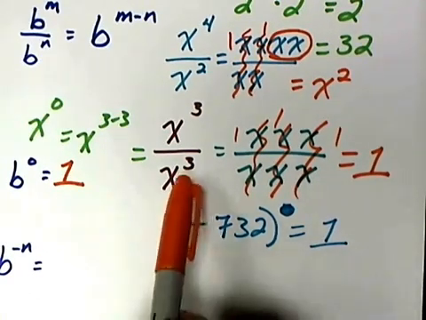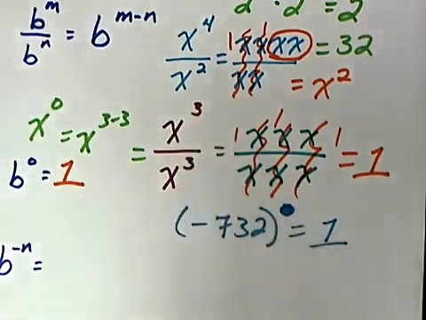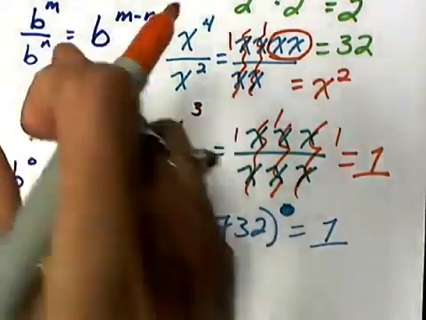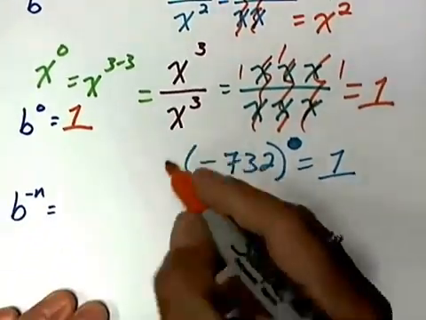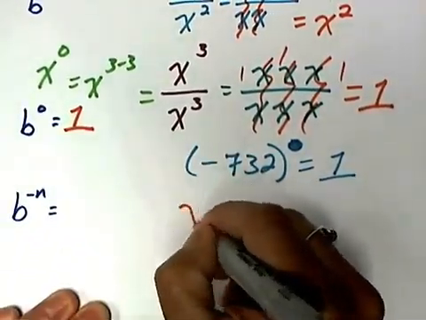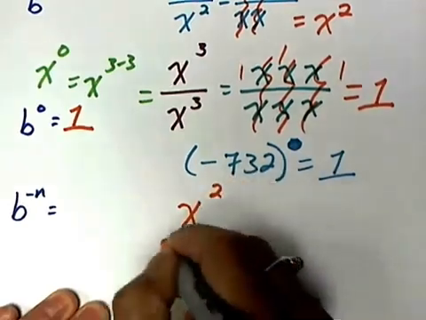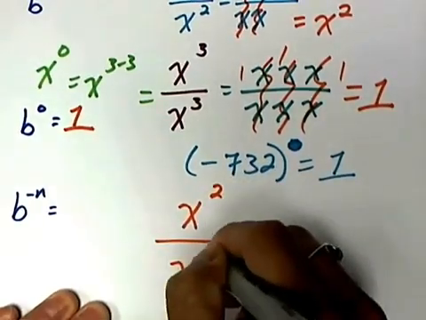All right. So that was when the top and the bottom had the same base. Let's do one more of these because this is kind of exciting. All the new things that we can learn. So what if I had x squared over x to the 5th?